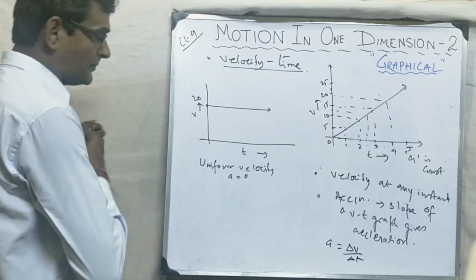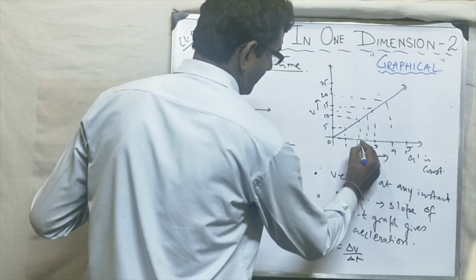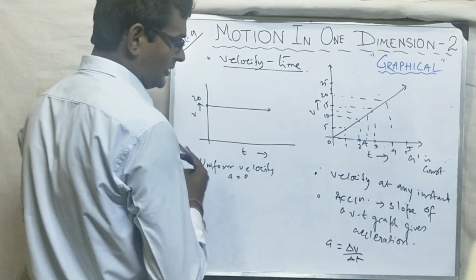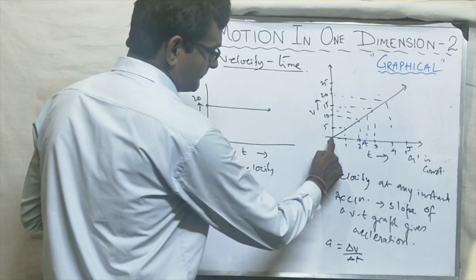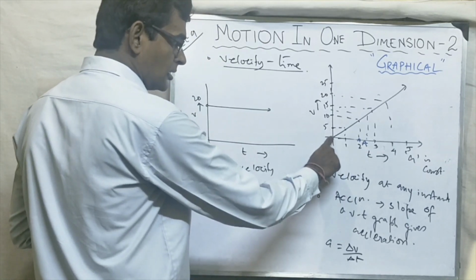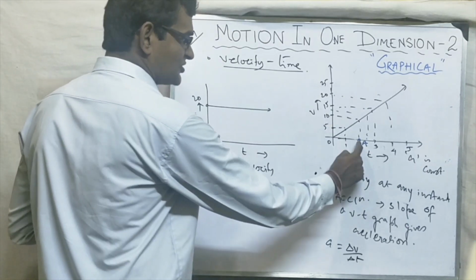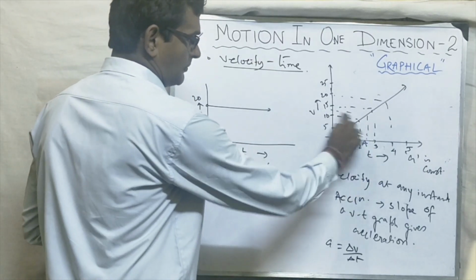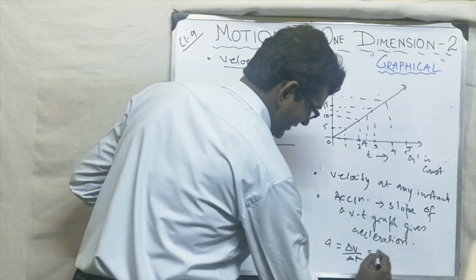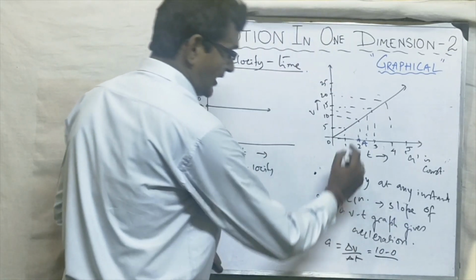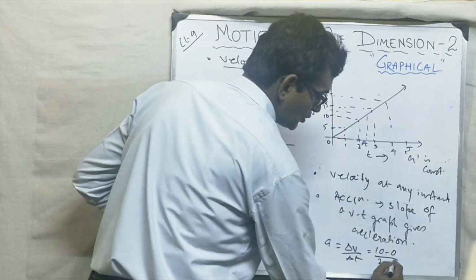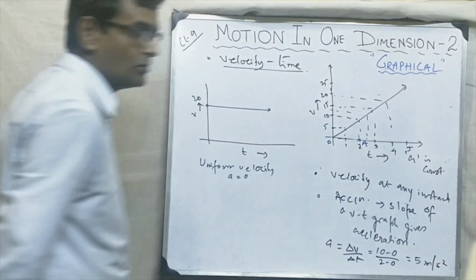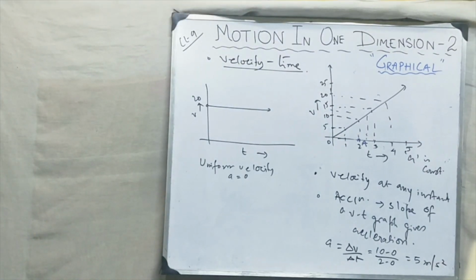So suppose I am taking this point here, A. So what will be del V? Tell me. At the point O, the velocity was 0. At the point A, the velocity is how much? 10. So what will be del V? 10 minus 0. And what is time? 2 minus 0. So if you divide it, what will you get? 5 meter per second square. We know the unit of acceleration is meter per second square.